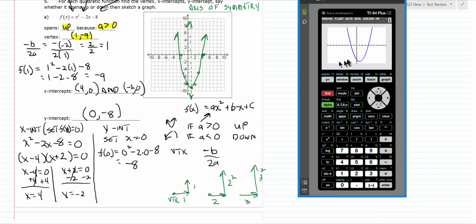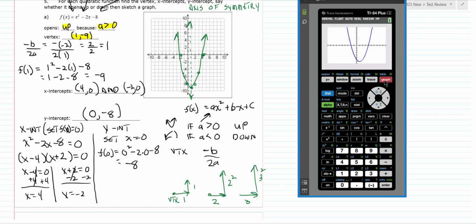So what I was going to show you is once you get that graphed, you can go second table, second table, and all those points are on there, see. So you've got like 4, 0, that's one of your x-intercepts. 0, -8 is your y-intercept, and then there's -2, 0. So you can oftentimes check and verify your x and y intercepts on the graphing calculator. All right, so that's how it goes.